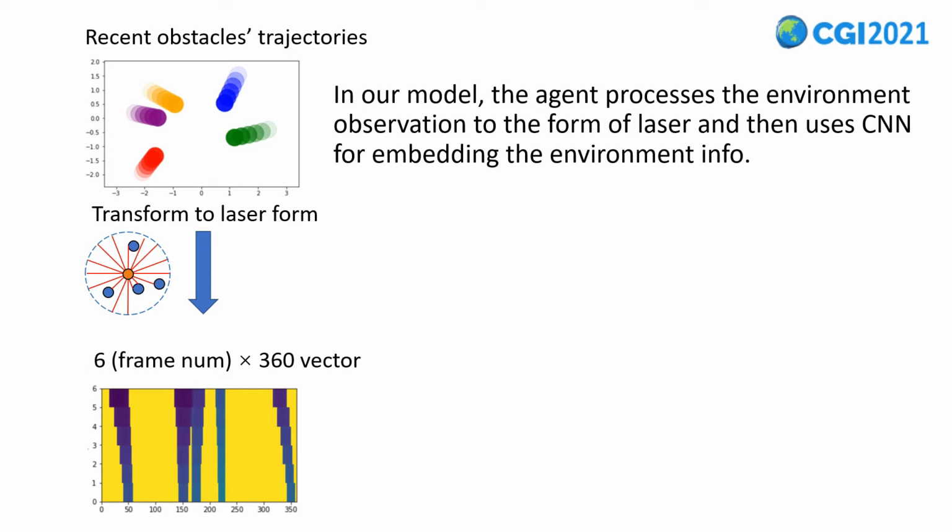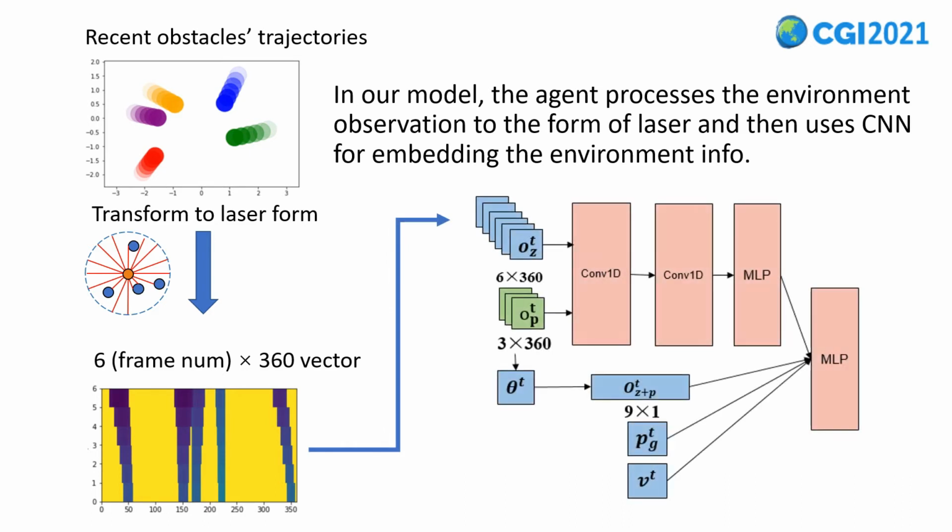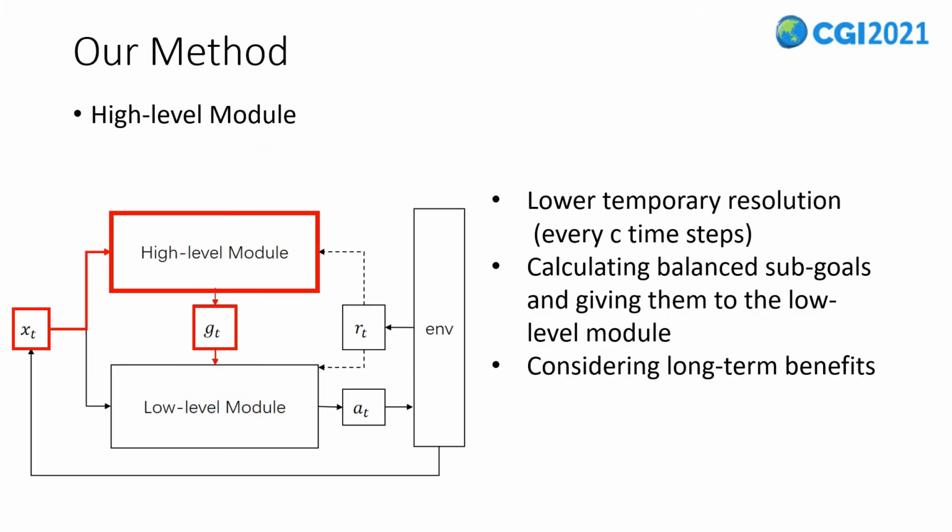We construct the neural network as the right figure shows. The input data includes two vectors, OZT and OPT. OZT are converted from obstacles' history trajectories. OPT are converted from the prediction trajectories on history. After introducing the structured deep model supporting the high level and low level, let me introduce the specific design of high level and low level separately.